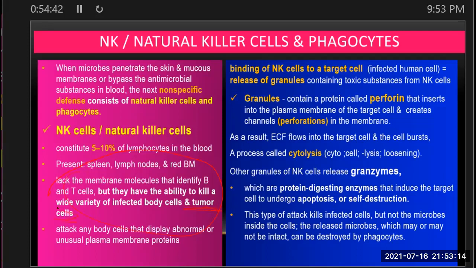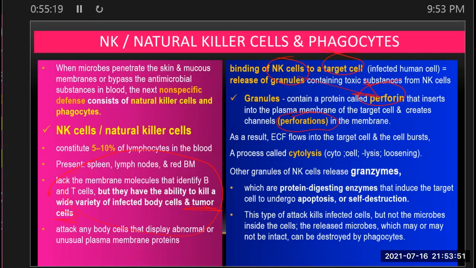Tumor cells, virally infected cells too. And they attack any body cells that display abnormal or unusual plasma membrane proteins. The binding of your NK cell to the target cell or any infected human cell will lead to the release of granules. These granules have toxic substances coming from the NK cells. Granules in the form of perforin. Perforin inserts into the plasma membrane of the cell, creating perforation, meaning holes, creating holes or perforations.